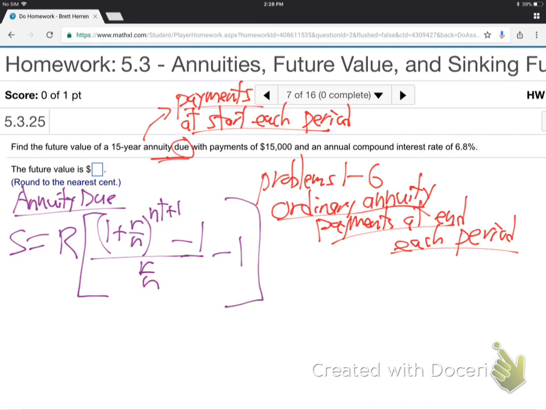Here's the only 2 new pieces. I'll circle them for you. This is new, and this is new. Otherwise, it's the same as the other formula. It's just a little more complex. It's got those 2 new pieces. So it's just like the last formula, the ordinary annuity formula, but it's got those 2 new pieces.